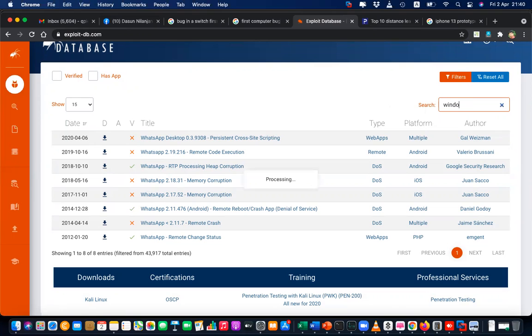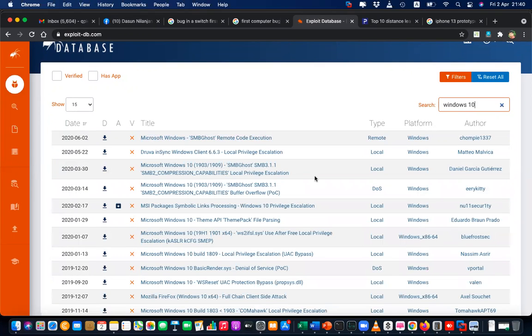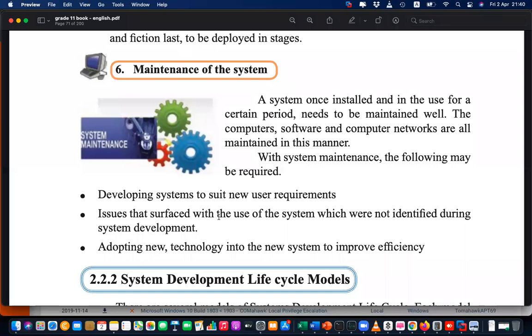So let's see Windows 10. Windows 10 also has vulnerabilities. The most recent discovery is the SMB Ghost remote code execution vulnerability. Likewise, there are vulnerabilities and issues, so you need to patch, update or fix these issues. Any system will have this.